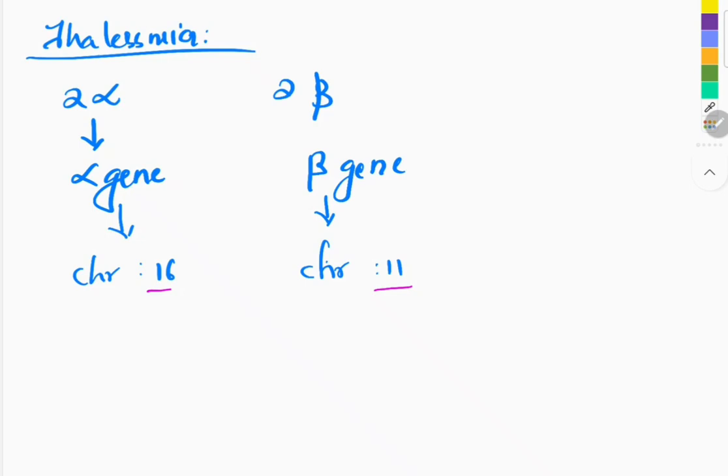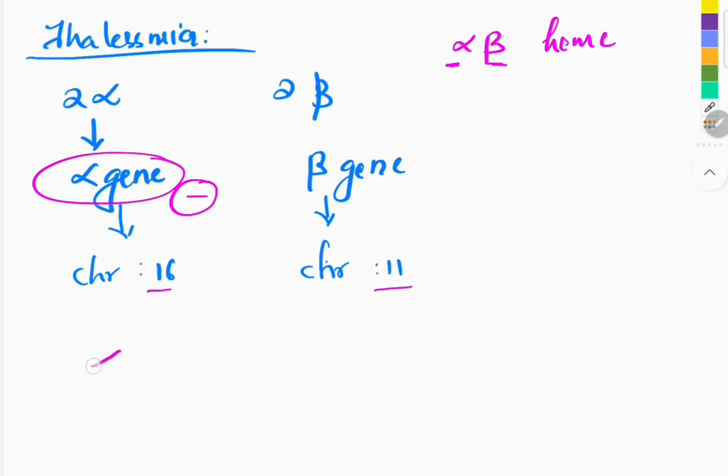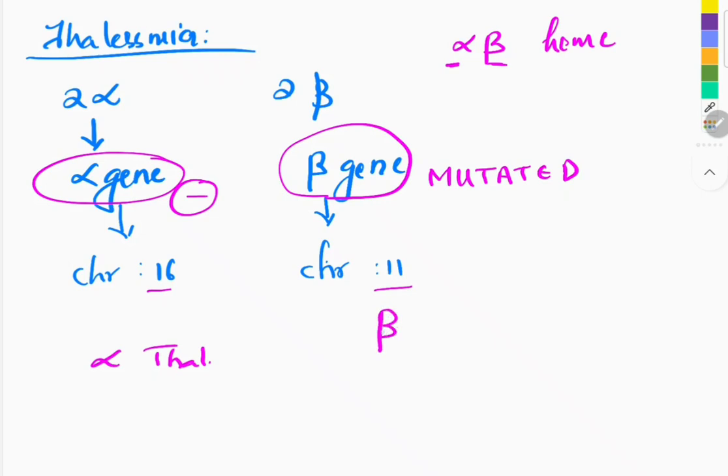So why does thalassemia occur? The alpha and beta chains are basically what, guys? They form the hemoglobin, right? Now in thalassemia, either the alpha chains have a problem or the beta chains have a problem. When it comes to alpha, the alpha genes might get deleted genetically, and this causes alpha thalassemia. Now the beta chains, in some people, can get mutated, and this can cause beta thalassemia. Understood?